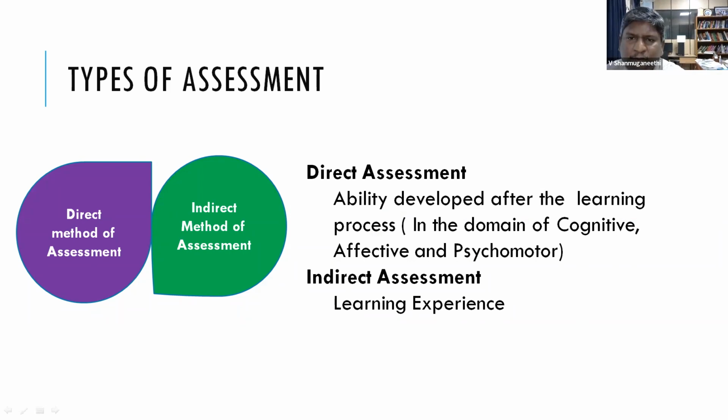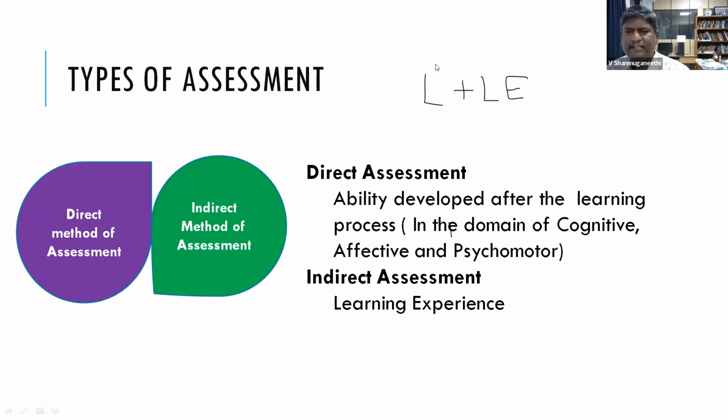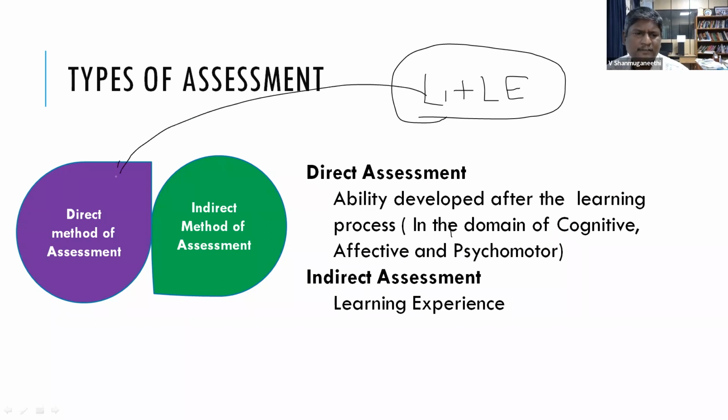Whenever you do learning, two components are very important. One is learning. The second is learning engagement. Participants, can you tell me what exactly learning is? Okay, let me explain. Learning and learning engagement are very important. Learning is assessed by direct assessment. Learning engagement is assessed by indirect assessment.